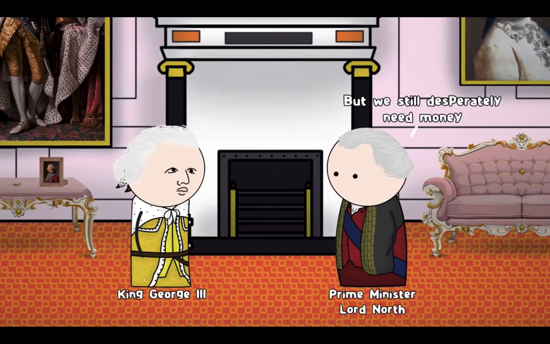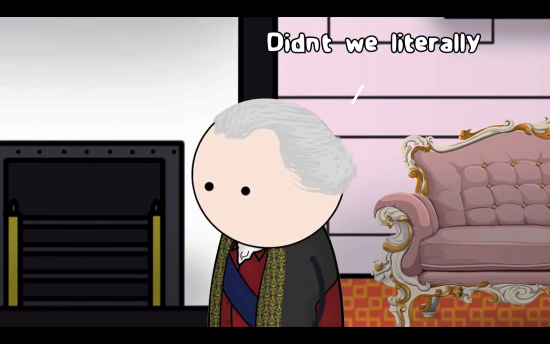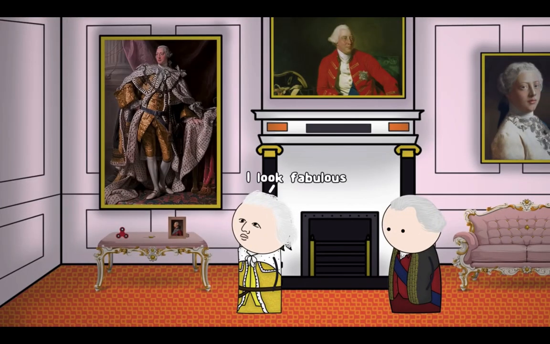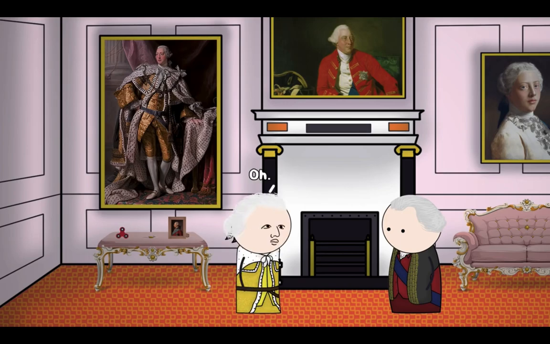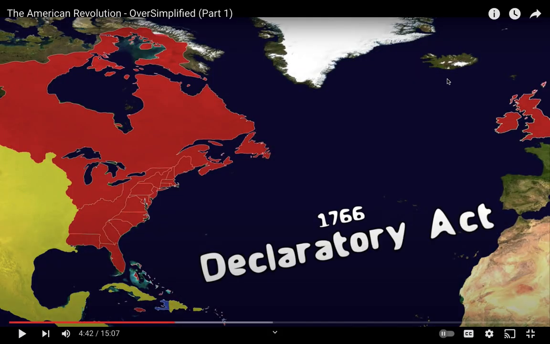"But we still desperately need money. What should we do?" "We could try taxing the colonies." "Great idea. Wait, didn't we literally just try that and it failed miserably?" "Man, look at me. I look fabulous. Have you ever seen such a handsome boy?" "No siree, Georgie. No way. You're the handsomest, smartest, most popular king that ever lived, and everybody likes you. You're doing such a good job." "Your Majesty?" "Oh, you're still here. Get the heck out."